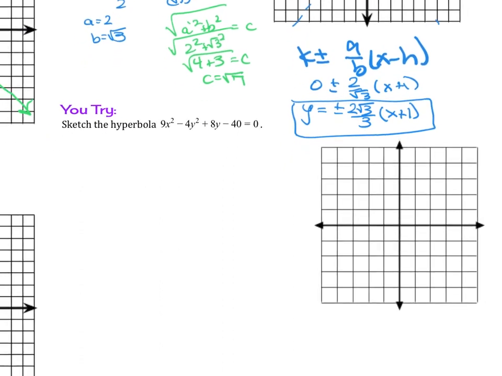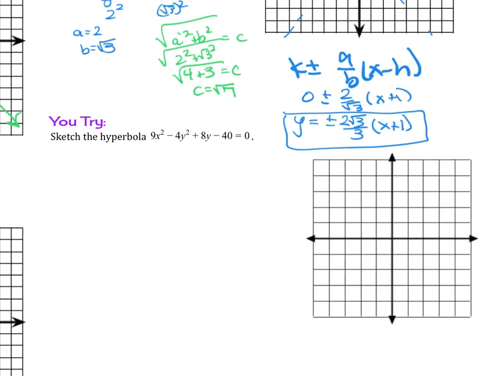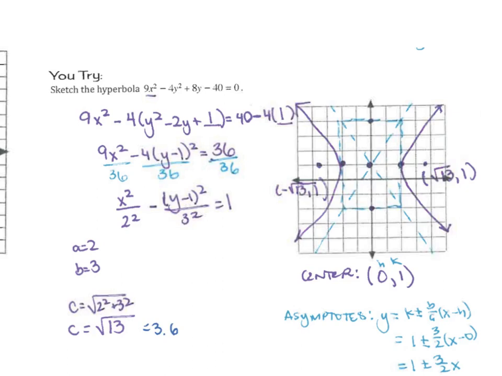Sketch the hyperbola 9x squared minus 4y squared plus 8y minus 40 equals 0. And then see if you can also find the asymptotes for it as well. So if you tried this out, you should have found that your equation was x squared over 4 minus (y minus 1) squared over 3 squared, or 9, equals 1. So a is 2, b is 3. You find that c is square root of 13. And so when you're sketching the hyperbola, the center is at 0, 1 here.